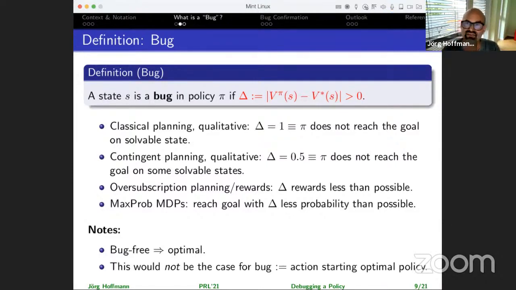Now, you might have thought that an easier and more intuitive definition of bug is, well, the policy returns a suboptimal action. However, for that definition, it would actually not hold that the absence of bugs implies optimality, because you actually need to coordinate those action choices across different states. So this definition that we have here is the strongest, most general one.